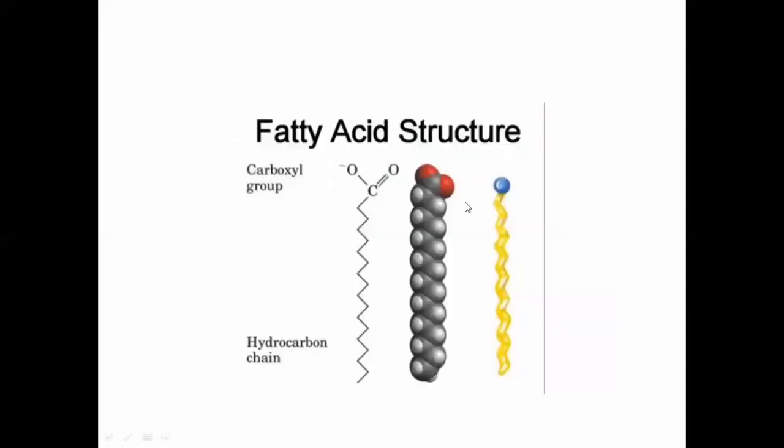So the fatty acid structure has the hydrophilic region and the hydrophobic region. This long hydrocarbon chain is the hydrophobic region, and the head, the carboxyl group, forms the hydrophilic region. And because of this carboxyl group, it is named as acid. This acidic group is present, that's why it is known as fatty acid.